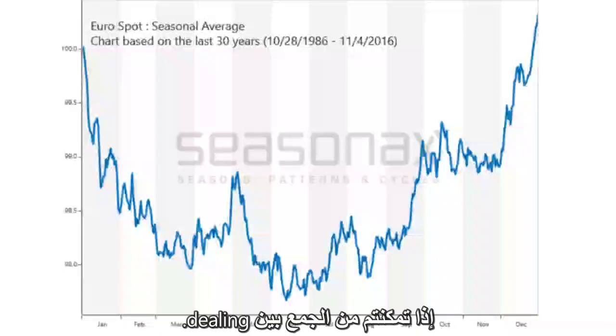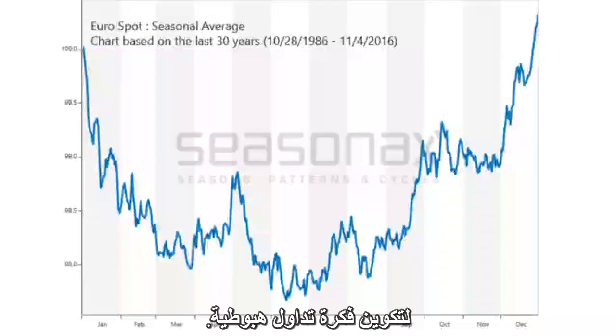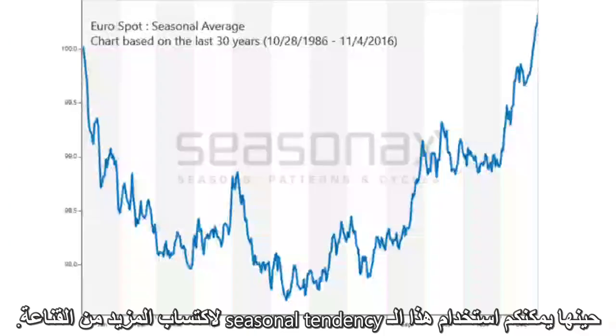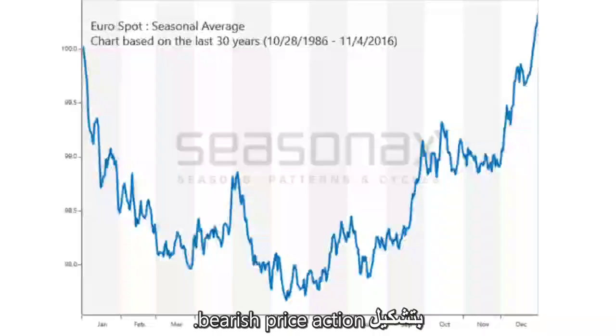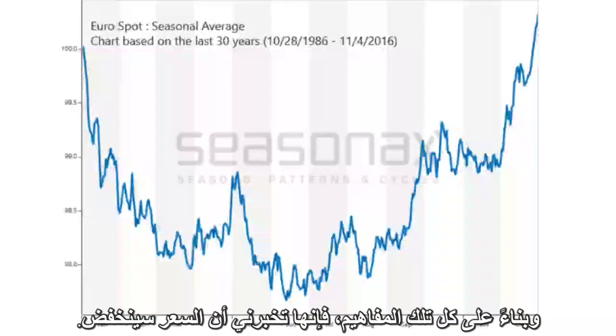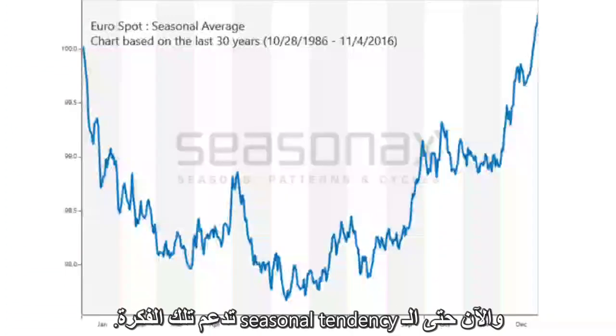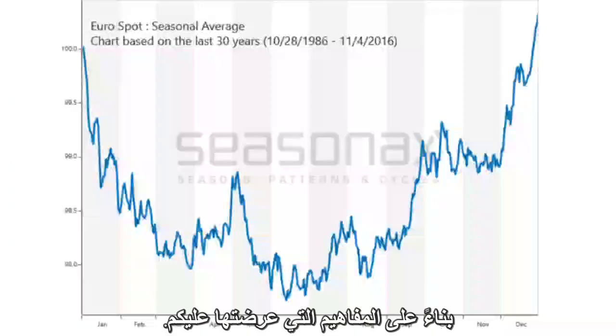If you can combine dealing ranges, key levels, and market profiles to form a bearish trading idea during the months of January to March, then you can use this seasonal tendency to gain even more conviction, because you know that on average over the last 30 years euro has formed bearish price action. And now this year I've used all of these concepts that Sham has shown me, and based on all of those concepts, it's telling me that price will go lower, and now even seasonal tendency supports that idea. So you're going to be more confident in your trading idea that you generated based on the concepts that I've shown you.